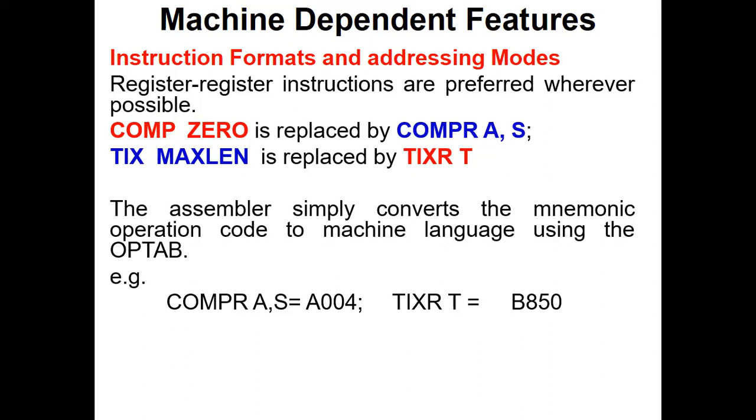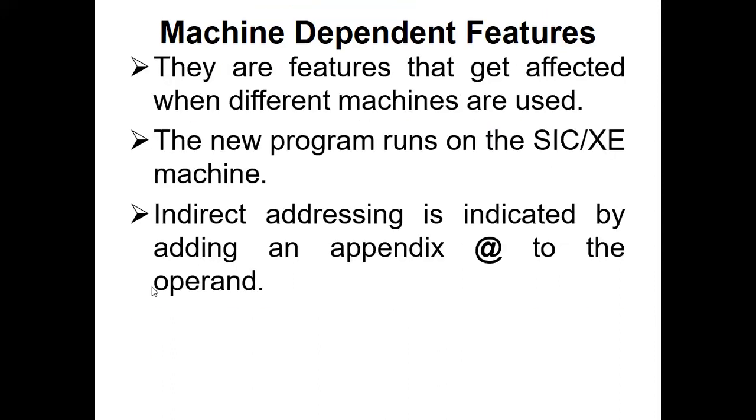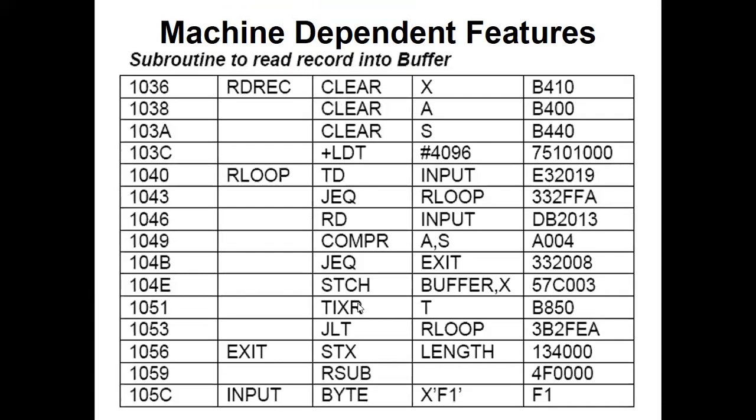How about the code for register S? It is a 4. Very good. So that is why you see that this instruction here, which says compare registers AS, it is the A004. The opcode is A0, then the next 0 is register A, then the 4 is register S. So that one is very simple to translate. You just read the opcode, and then you put the codes for the registers, okay?